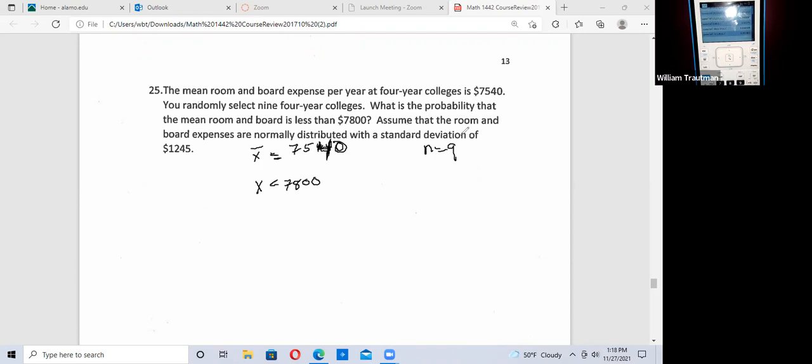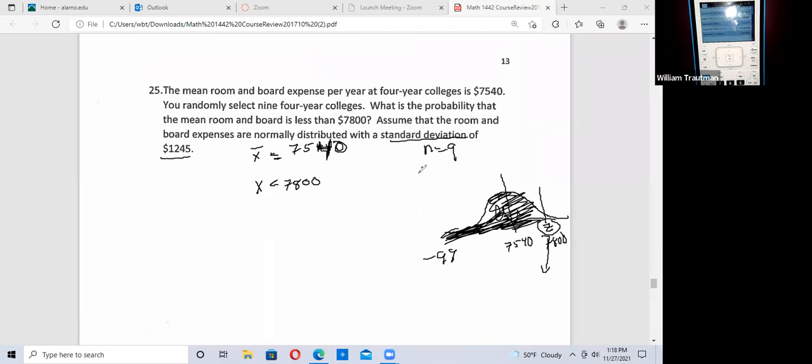So if you look at this, our average is 7540. We want 7,800, which is somewhere over here. Less than 7,800 is all of this. So we have to find this z-score here. We know this z-score, negative 99. So we have to find that z-score at 7,800. And it tells us our standard deviation is 1245.